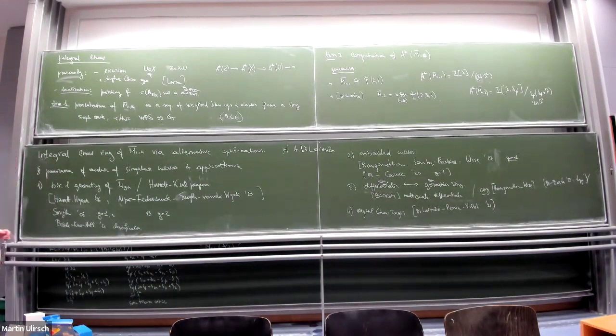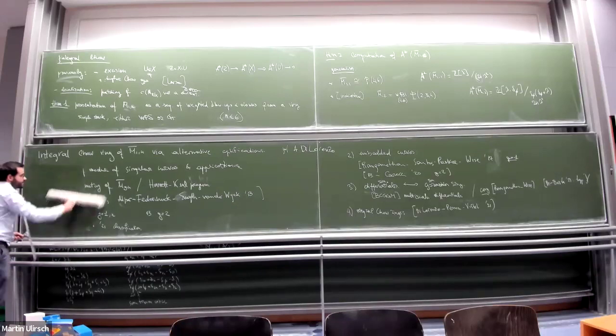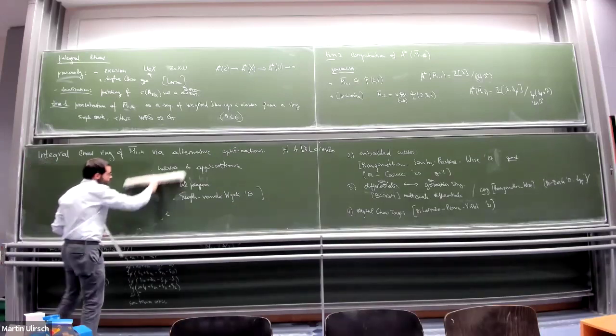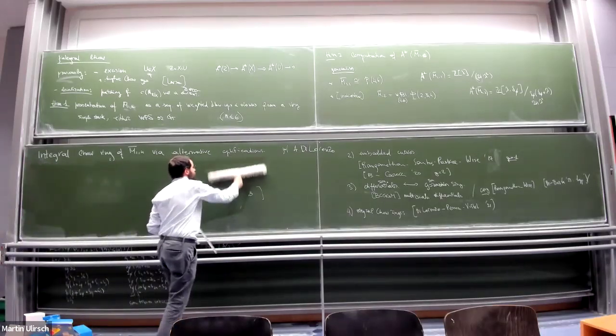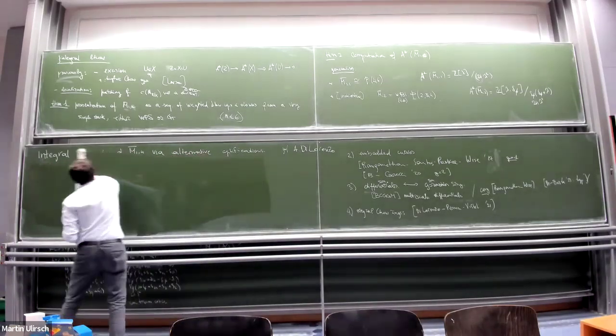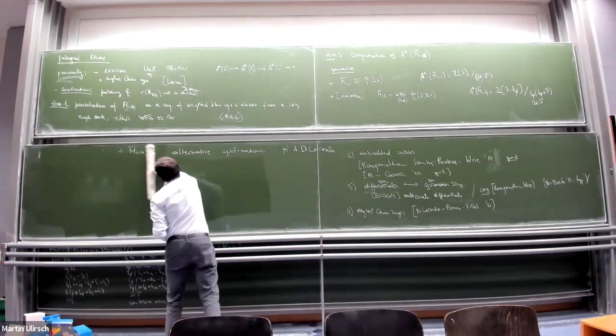So what I'm going to do next is explain the geometry of the compactifications introduced by David Smyth and how to use them in order to make this computation.